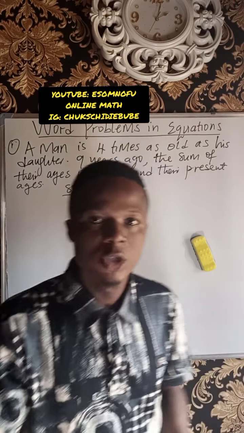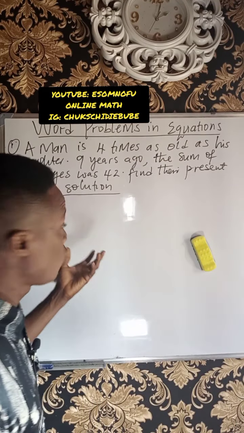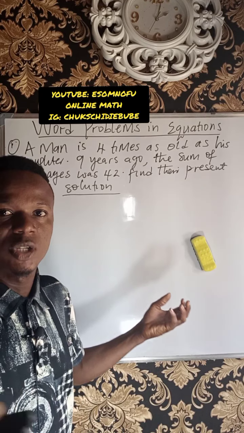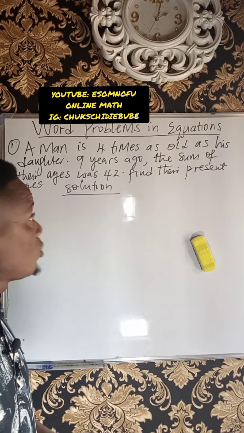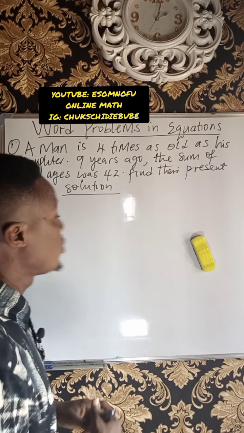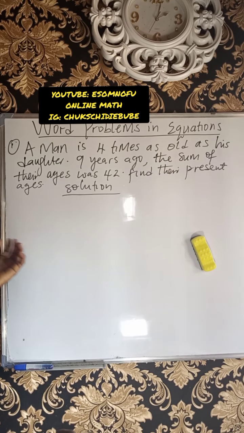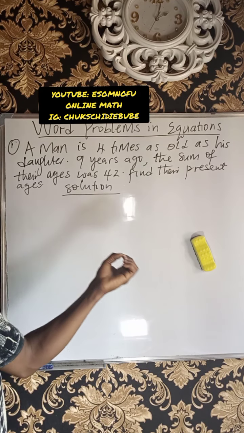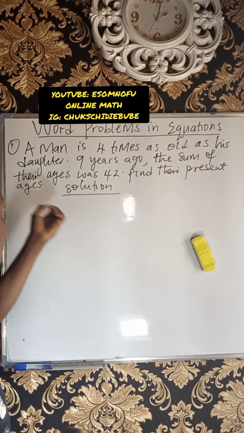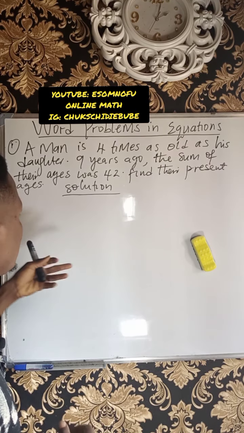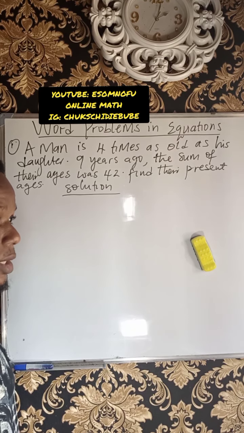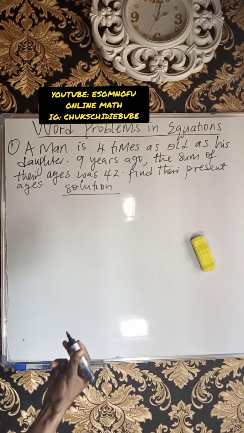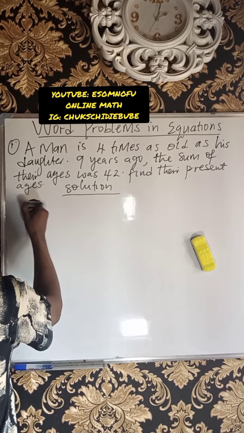In this video, I'm continuing with my works on equations, but today we are going to center our minds on word problems involving equations. So look at the first question we have here, and the question says that a man is 4 times as old as his daughter. 9 years ago, the sum of their ages was 42. Find their present ages.